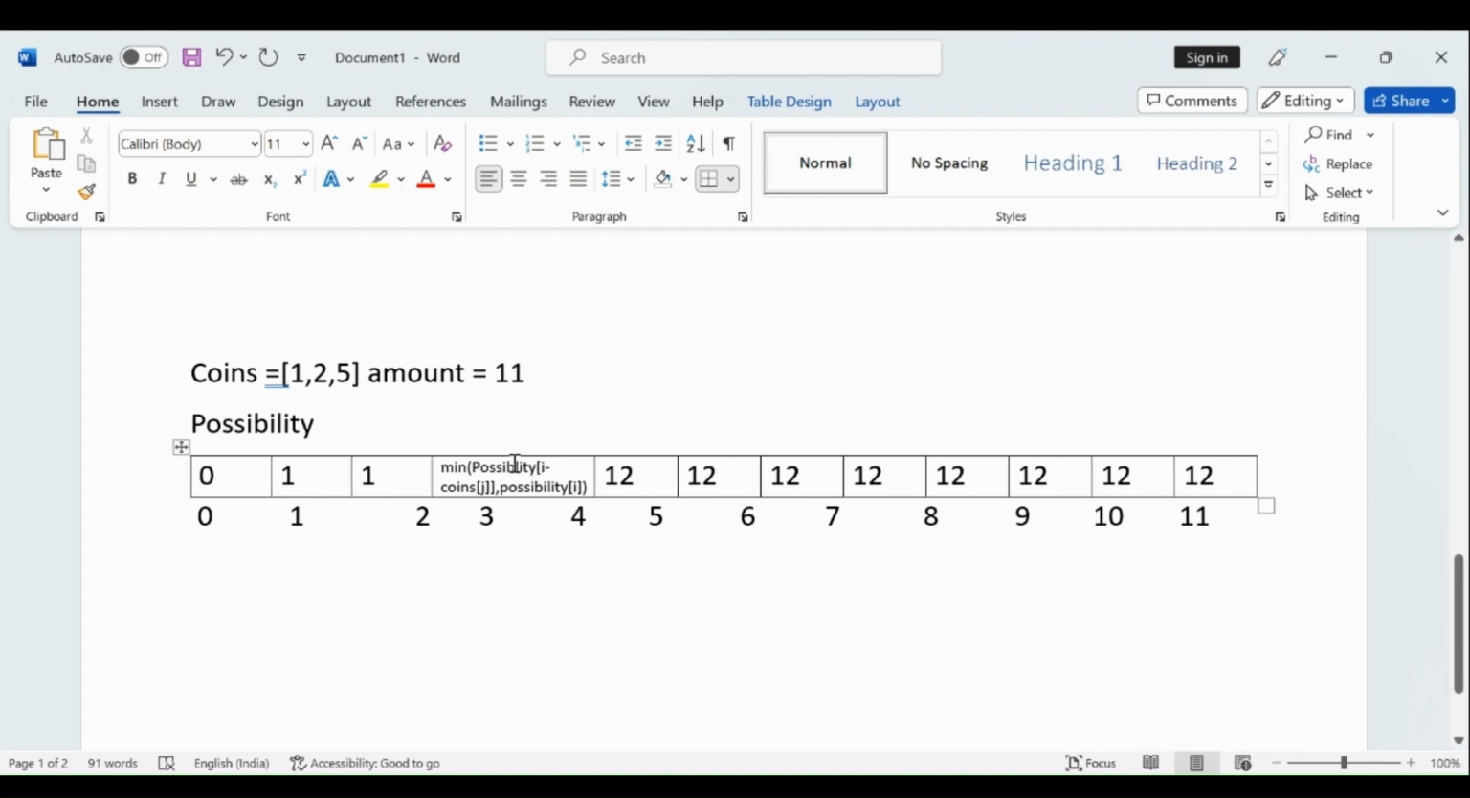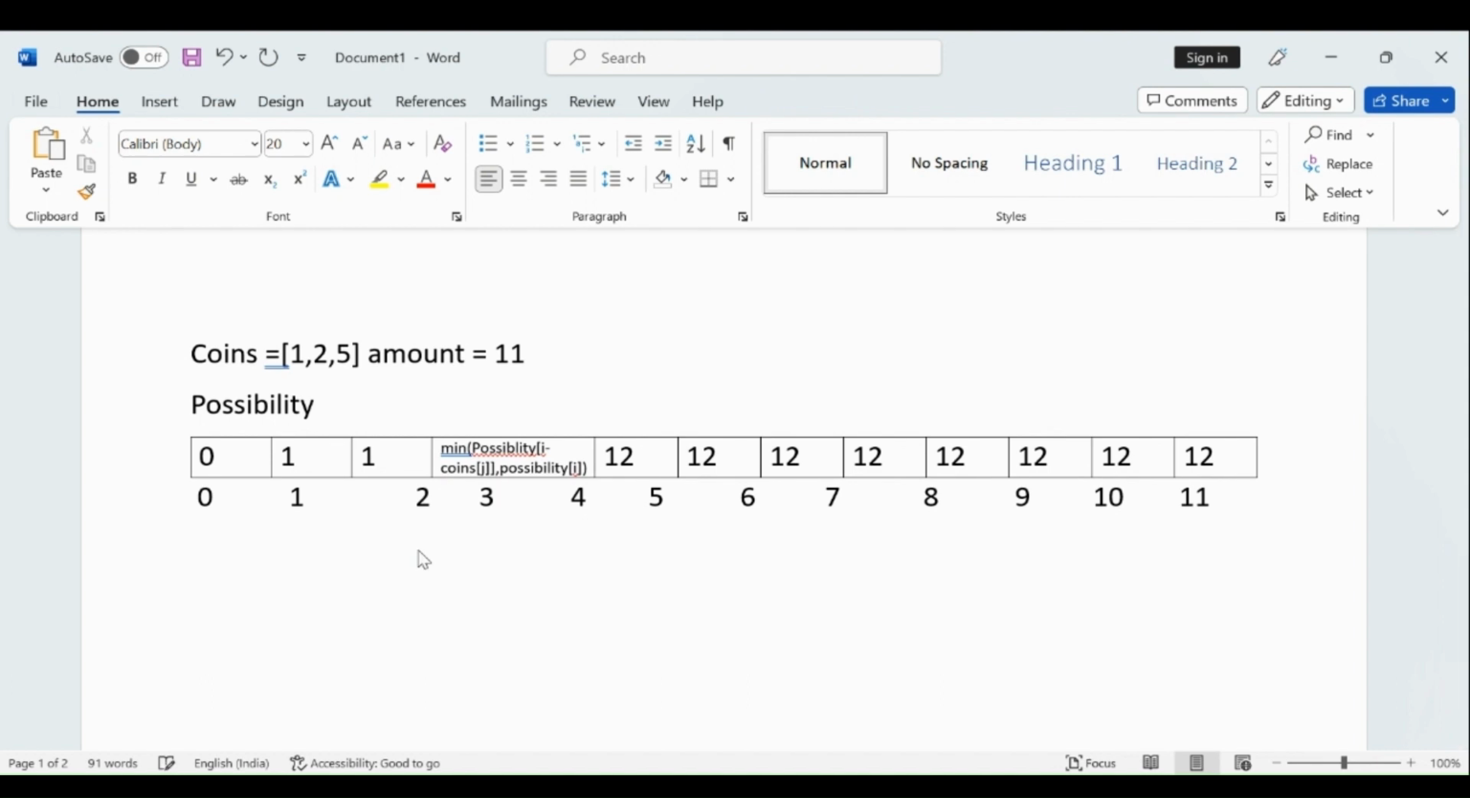I will explain what this j and i are. This i is the current amount for which we are calculating. So in this case, we are currently calculating for the amount 3, so here i will be 3, and coins[j] is the coin which we are currently considering. So like you have seen, for each and every amount we have calculated the minimum of the amount that we are using and the current minimum at that particular amount.